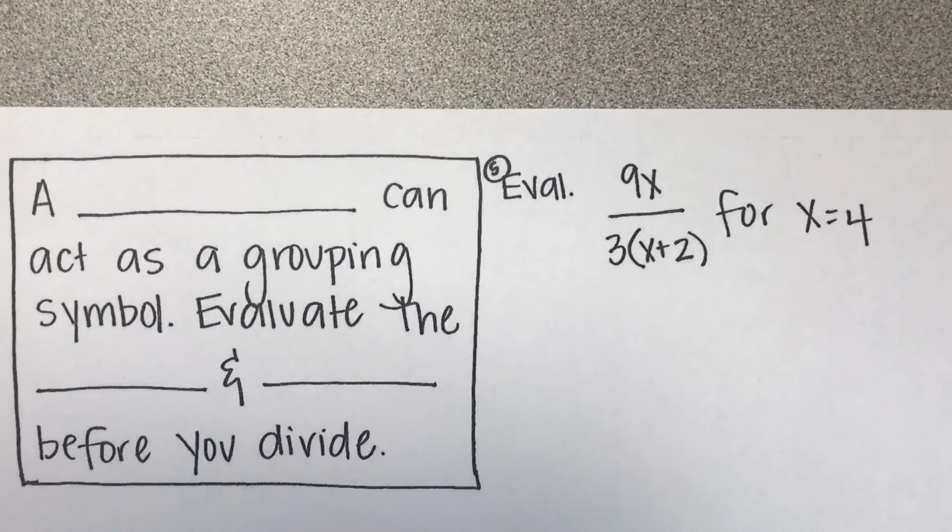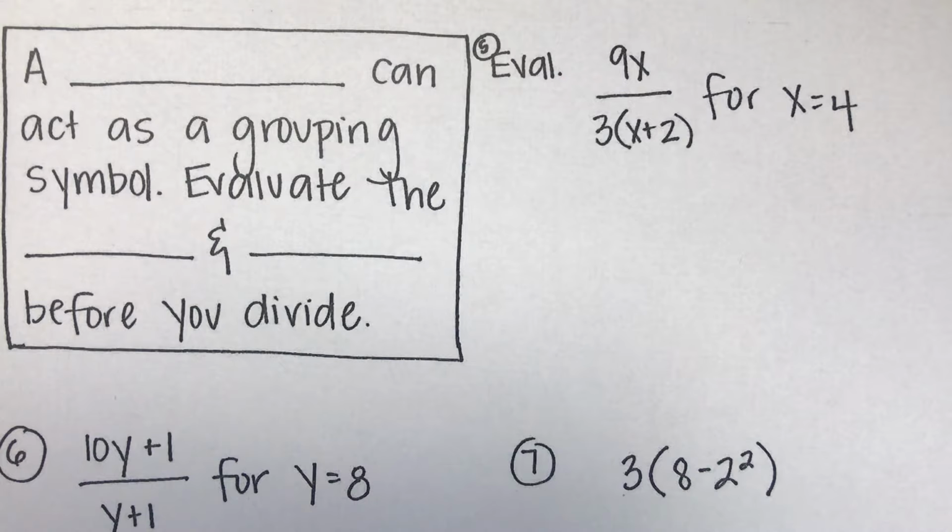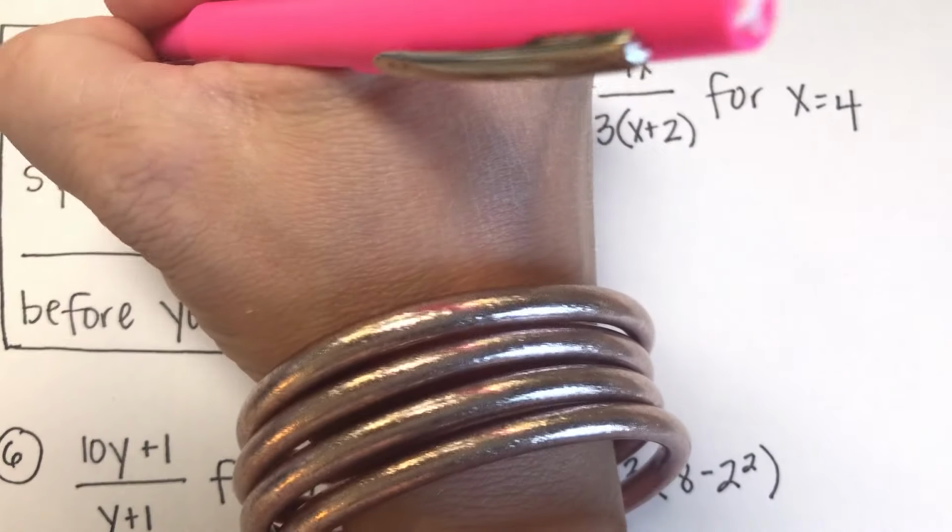Okay, so let's look at your second page of notes. So it says a blank can act as a grouping symbol. Okay, and what we're gonna put in that blank is a fraction bar.